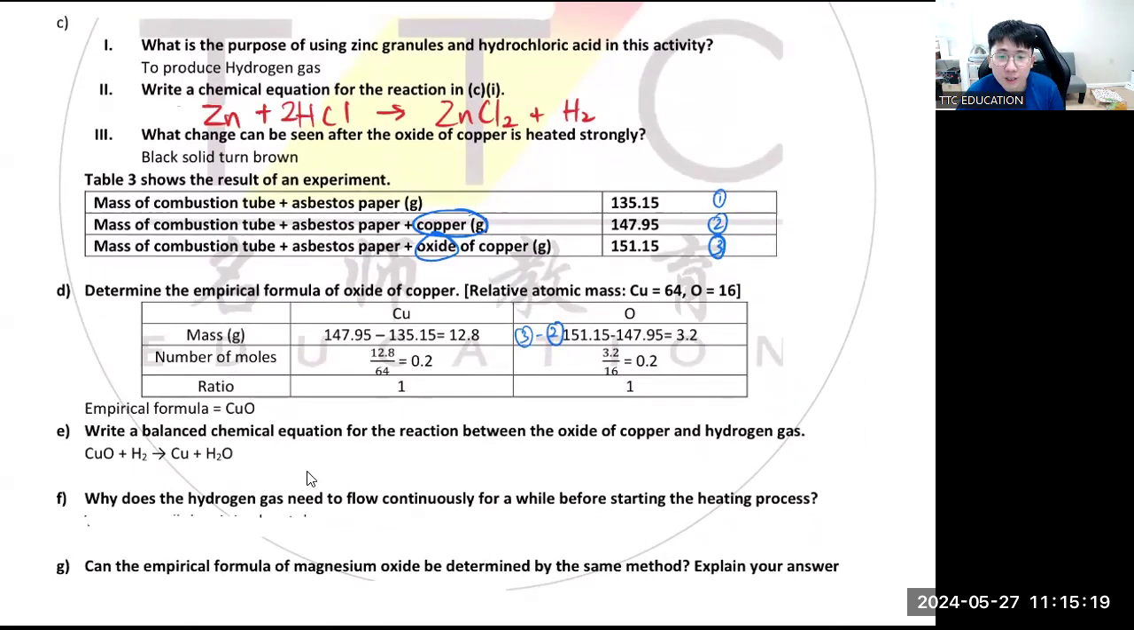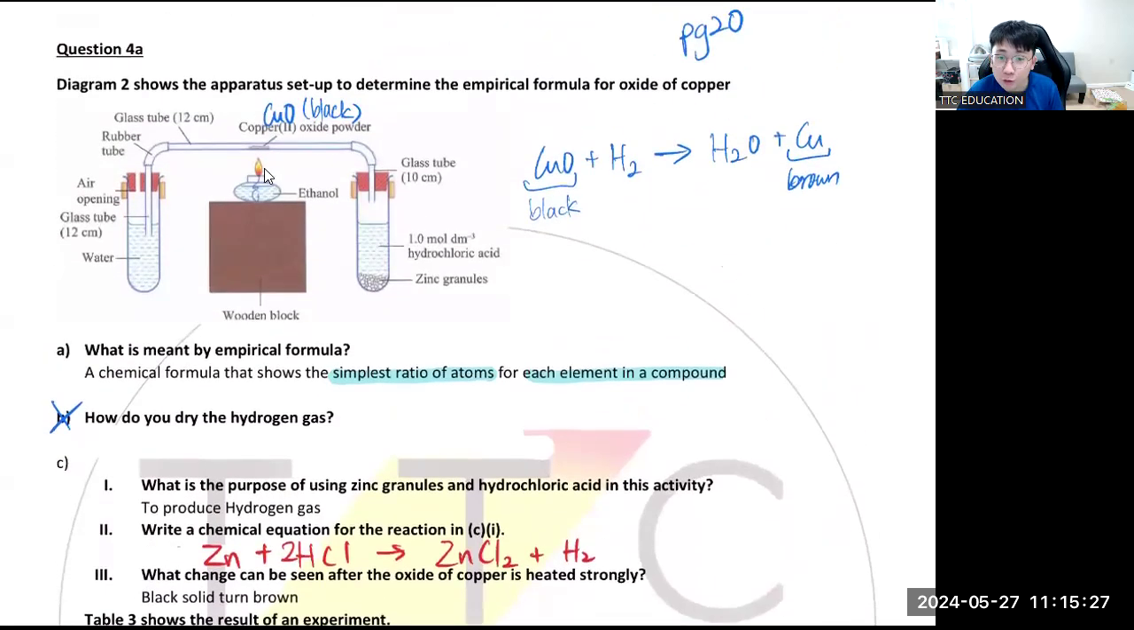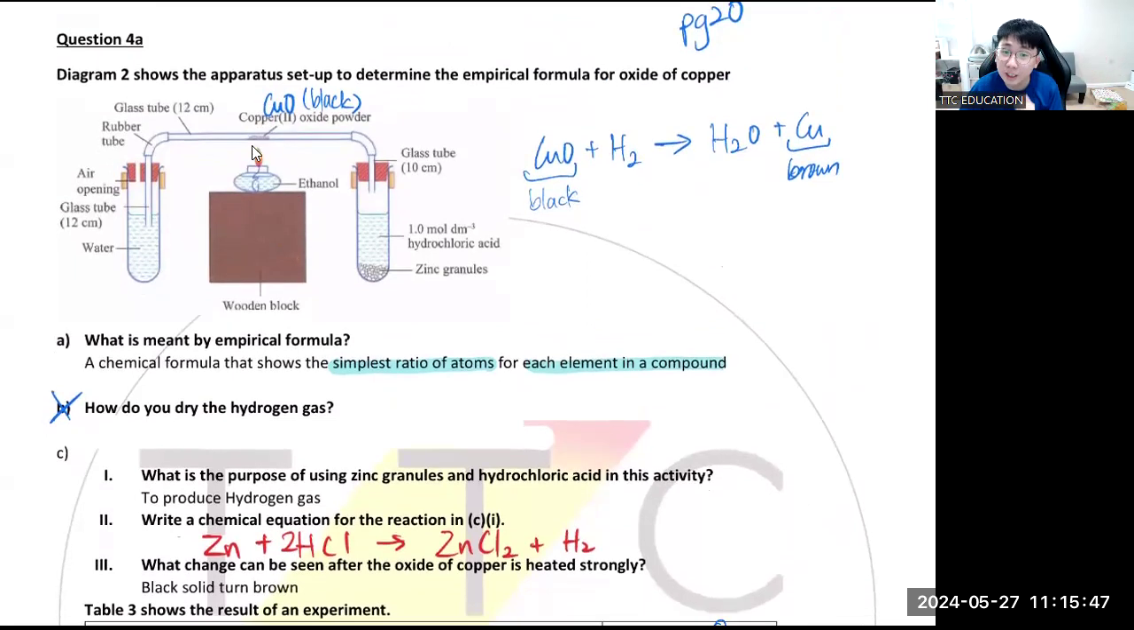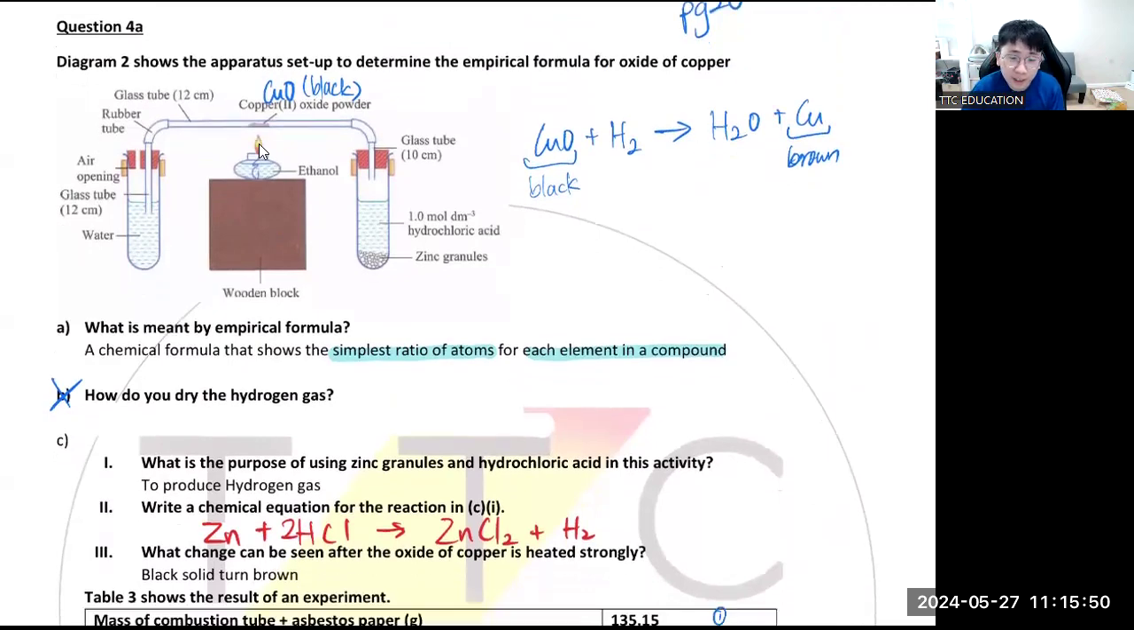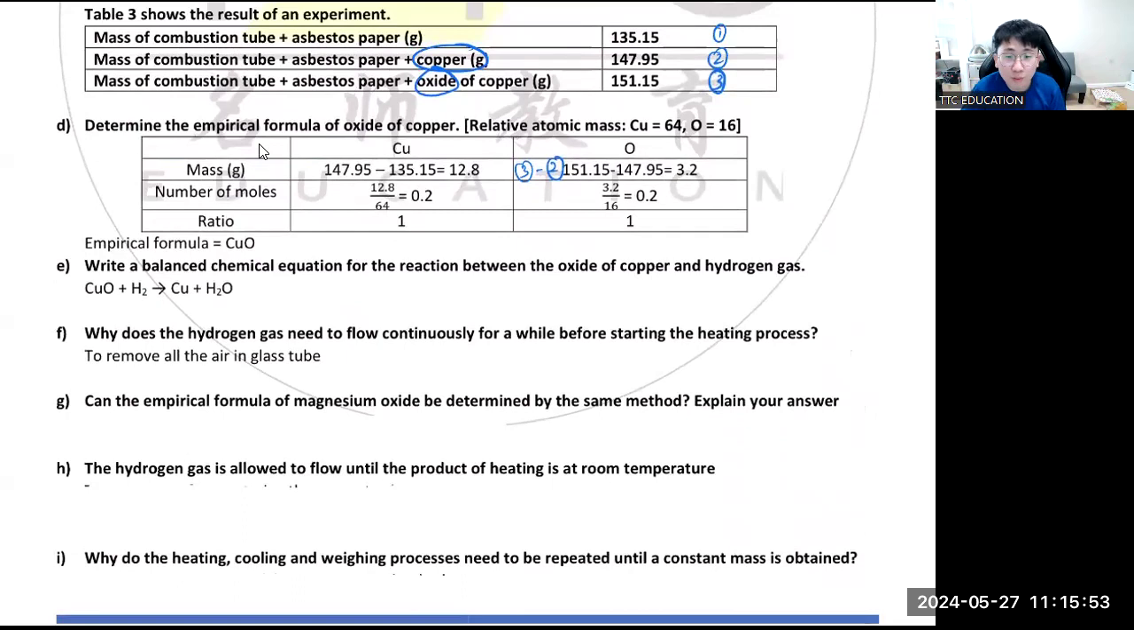Why does hydrogen gas need to flow continuously for a while before starting the heating process? Before you start burning your ethanol and heating the copper oxide, you let your hydrogen gas fill up the tube first. Why? Because if you don't, the tube inside has oxygen like the normal air. Then your hydrogen comes, and you heat oxygen and hydrogen together, you will get an explosion. So you only want H2 inside the tube, not the O2 and H2 explosion. So you have to remove all the air in the glass tube, if not, you will cause an explosion. That is the concept for it.